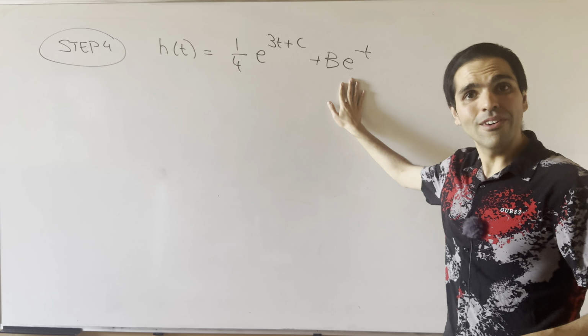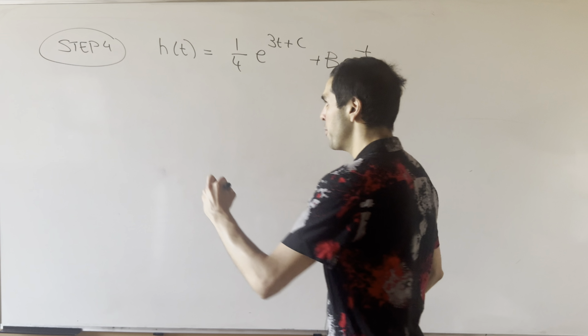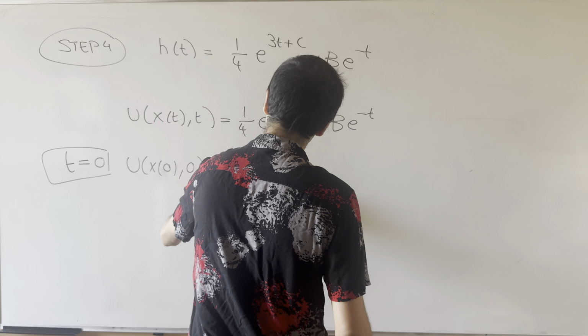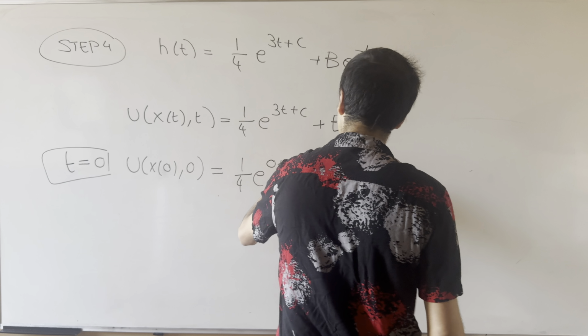So once again, that was the function h we found so far, but now remember, h is the value of u on the curve. So 1/4 e to the 3t plus c plus b e to the minus t. But now, if you notice, there's one thing we have not used yet, which is the initial condition. So let's do that now. So at t equals 0, we have u of x0, comma 0 is 1/4 e to the 0 plus c plus b e to the 0.